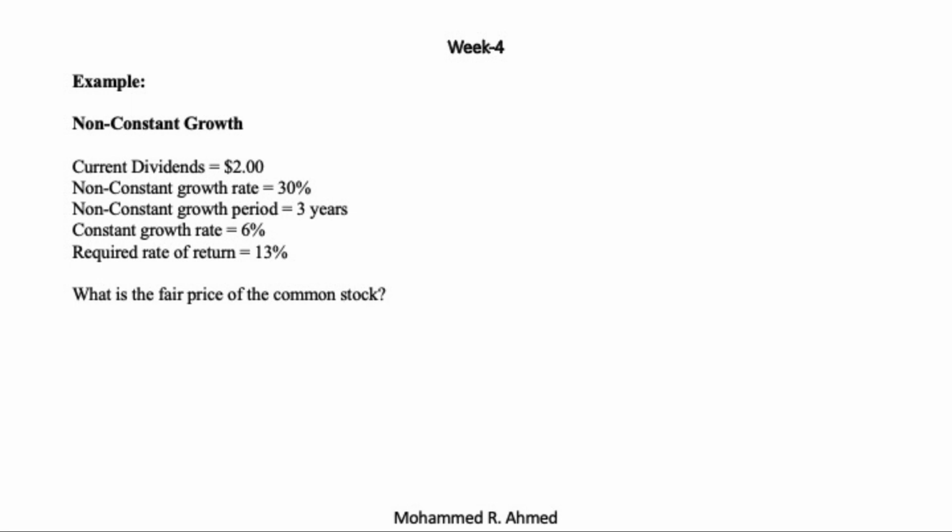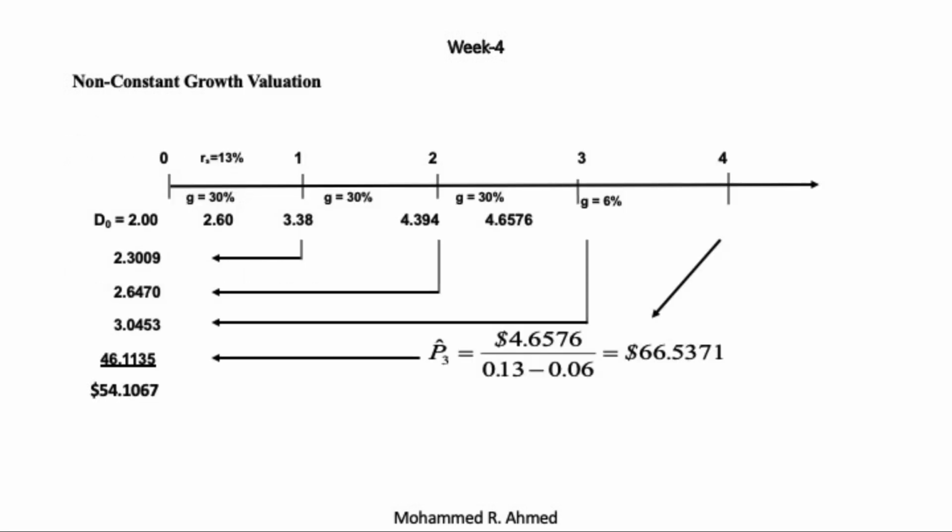In this example, we are going to learn the steps involved in computing the fair value of a common stock which is experiencing variable growth or non-constant growth, sometimes called supernormal growth. The first step is to draw the timeline. This way we understand what is going on. Looking at the timeline, we know that the company is going to experience non-constant growth of 30% for the first 3 years, but at the end of the third year, they are going to get back to constant growth.